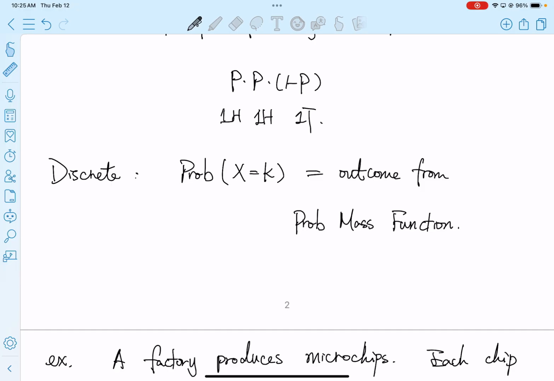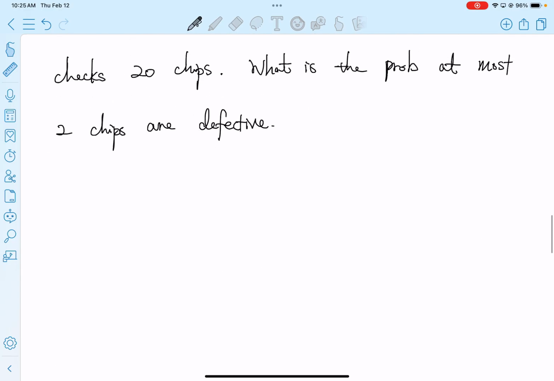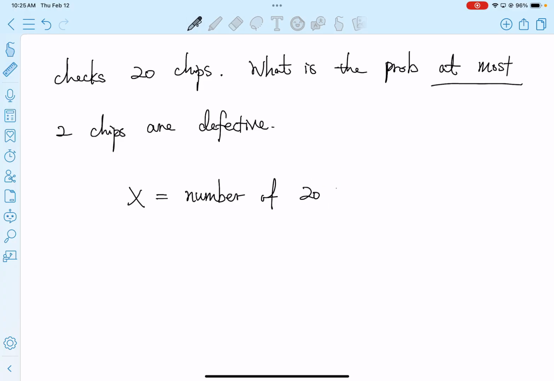Okay, so now we are ready to talk about the probability. We are interested in the probability of at most 2 chips. So what are some scenarios that satisfy at most 2 chips? Yeah, 0, 1, and 2. Yes, exactly. So we need the probability for X. So here, let's define X as the number of the 20 chips that are defective.